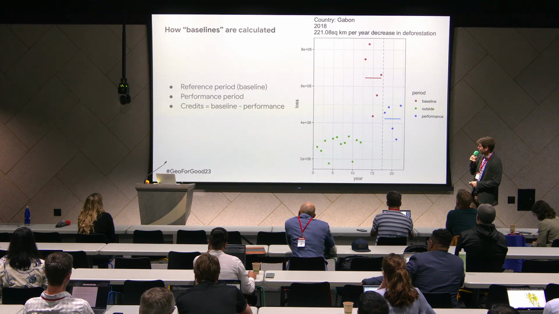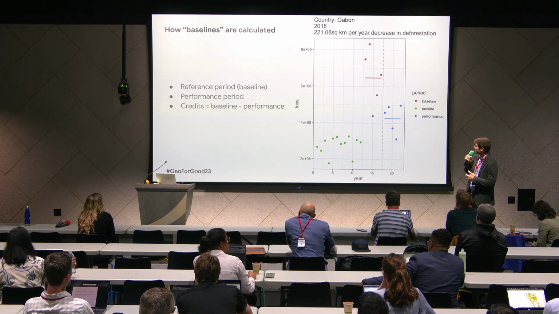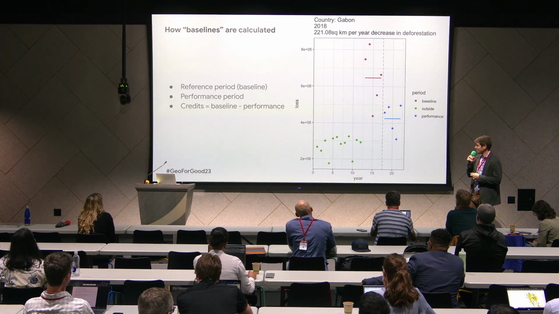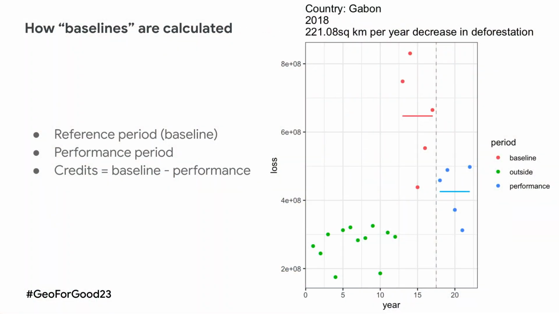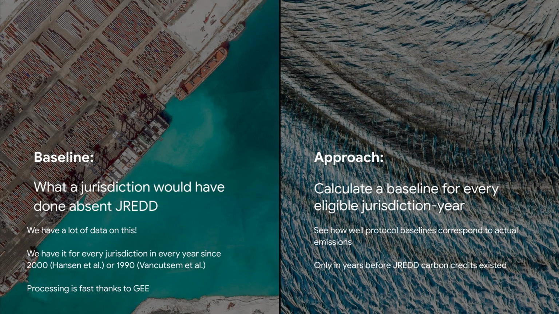So we heard about this earlier, but this is how baselines are calculated for jurisdictional REDD projects that generate carbon credits. So we have a reference period, which here I've put in red. We have a performance period, which is in blue. And the credits that are assigned are the difference between what happened in the baseline period and the performance period. And so this goes through, you multiply it by the amount of carbon on the landscape to get credits.